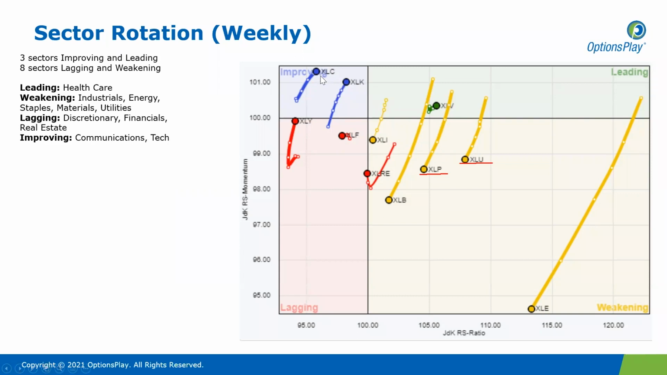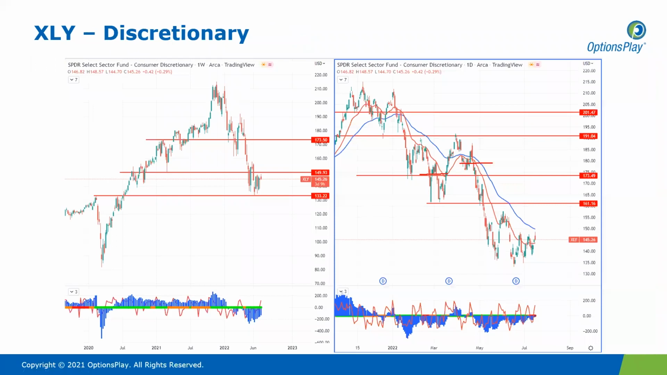Communications as well, showing some decent momentum, but surprisingly, discretionary. By far for me, the most bearish sector that I had for almost 6-7 months now, and we are seeing a lot of momentum back into that sector. But we will take a closer look here on this chart for discretionary.